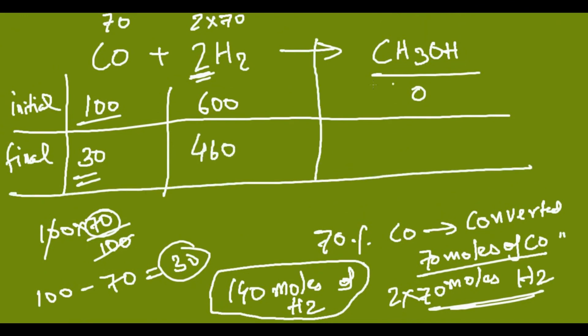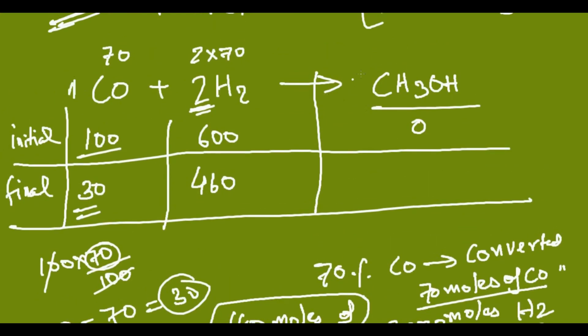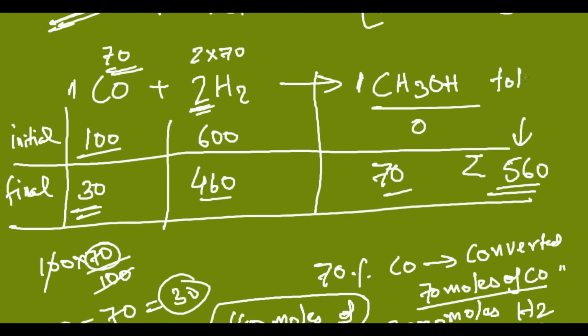So what is the amount of methanol which is formed? From 1 CO we will get 1 methanol. So if 70 is converted, we will get 70 moles of methanol over here. So the final summation of all this will give me 560. 70 plus 460 plus 30 is 560. This is the total final moles.